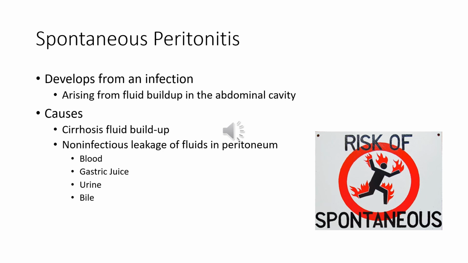Spontaneous peritonitis occurs as a second cause of peritonitis, and this arises from an infection which builds fluid up in the abdominal cavity. This could be caused by cirrhosis, the severe long-term chronic disease of cirrhosis. Also, this happens when non-infectious leakage of body fluids in the peritoneum occurs, such as blood, gastric juice, urine, or bowel.